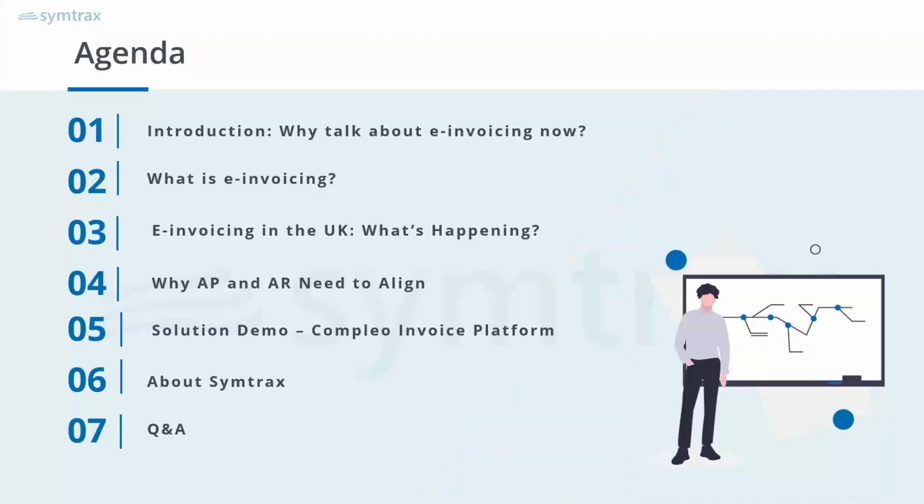Before we begin, here's a quick look at today's agenda. We'll start with why e-invoicing is such a big topic right now and some of the recent developments. We'll then explain what an e-invoice actually is and the different formats. Next, we'll look at e-invoicing in the UK, the consultation so far, and the different models used around the world, including the one the UK government is exploring. From there, I'll cover why AP and AR teams need to work closely together on this project and why businesses should think about a holistic multi-country approach.